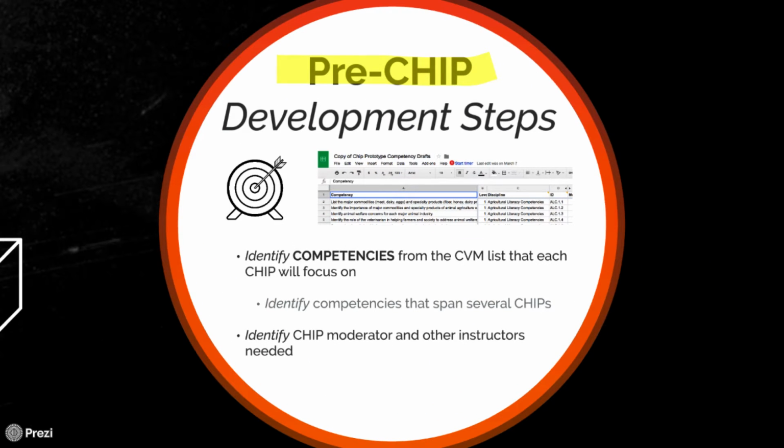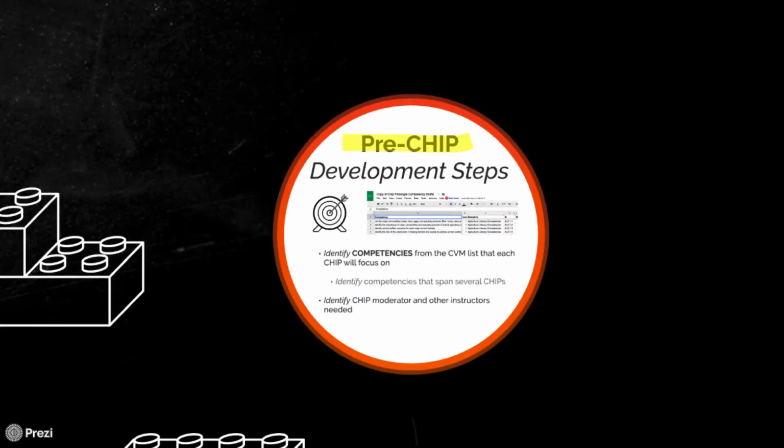We can't underscore enough how important it is that competencies be identified prior to the CHIP development to ensure that the phases of this process aren't impeded upon. These competencies will serve as essential landmarks that will help us know where CHIPs are headed. If we don't know where we're headed, how will we know how to get there?